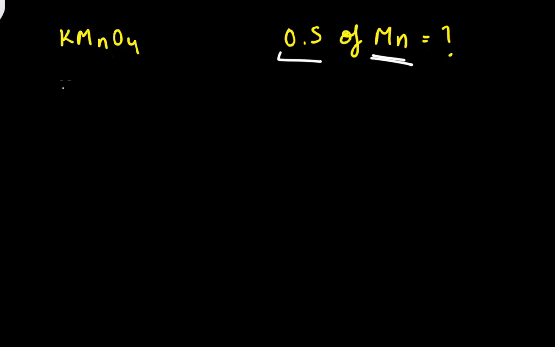Now, the oxidation state of potassium is generally considered as +1. Why? Because it is a group 1 element. According to the rules, potassium will have +1 oxidation state. We don't know the oxidation state of manganese, so we will take it as X. And last, the oxidation state of oxygen is -2. But how many oxygen atoms are there? 4. So you have to multiply it with 4.